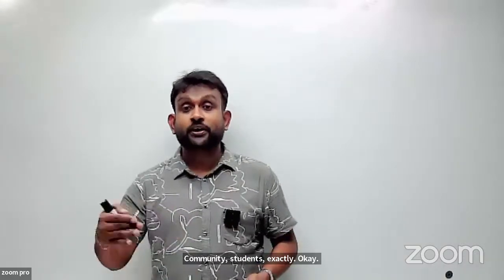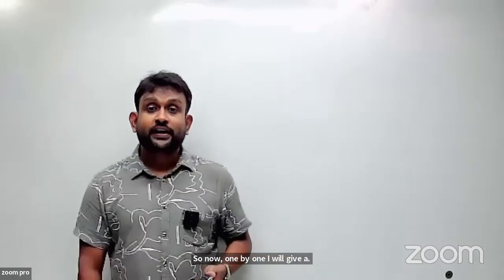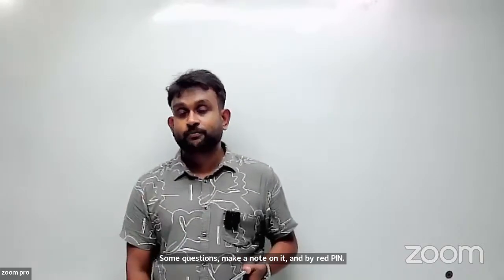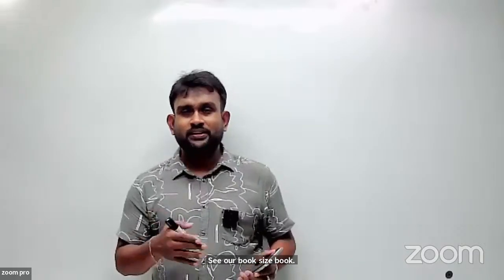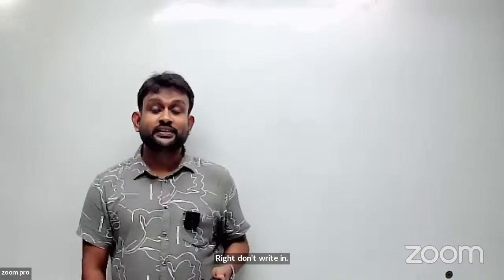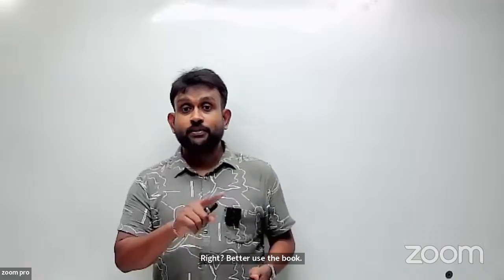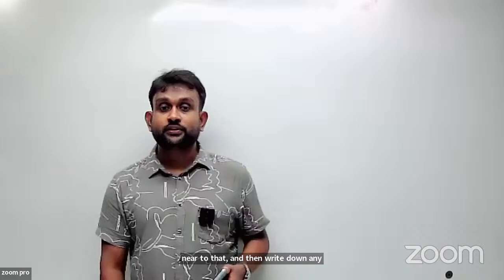Now I will give a detailed discussion one by one, so you can write down any notes you need. Especially if you get some questions incorrect, make a note of it and highlight it with a red pen. Use a CR size book, and don't write on loose sheets, otherwise you will miss these things once the class is over. Better to use a booklet, write the paper number, attach the paper next to it, and then write down any notes you need, any theory parts that you didn't know.